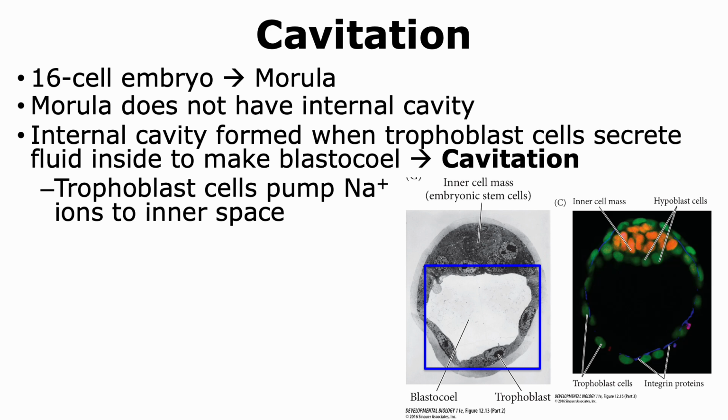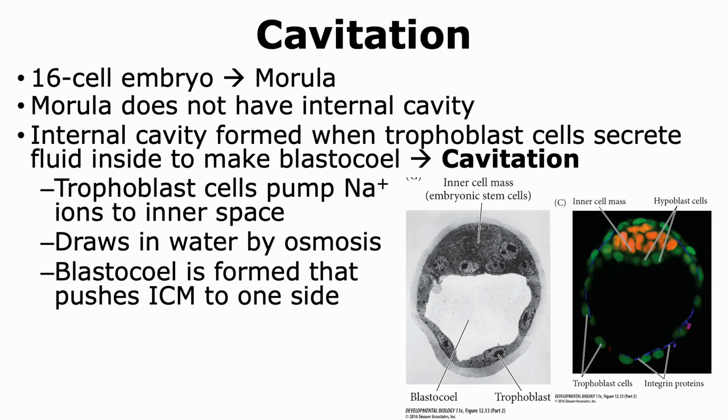Now, the trophoblast cells pump sodium ions into their inner space, and that is what promotes the formation of the cavity or the blastocoel. Because of a high concentration of sodium in the inner space, water is drawn into the inner space through osmosis, creating a fluid-filled cavity. Thus, the blastocoel is formed, and the blastocoel then pushes the inner cell mass to one side, giving the characteristic structure that we see. Here in the figure, we can see the inner cell mass being pushed to a side because of the presence of the blastocoel or the cavity.